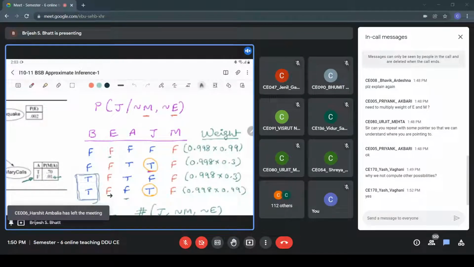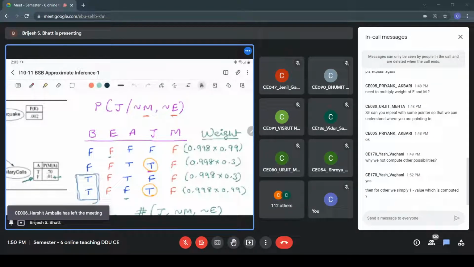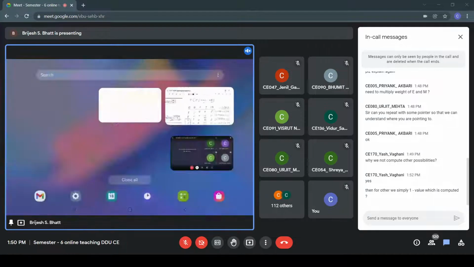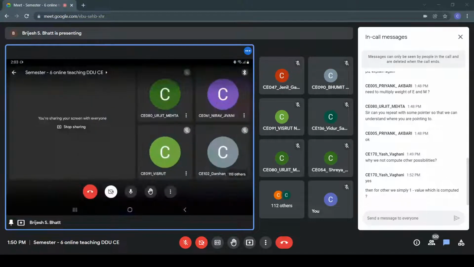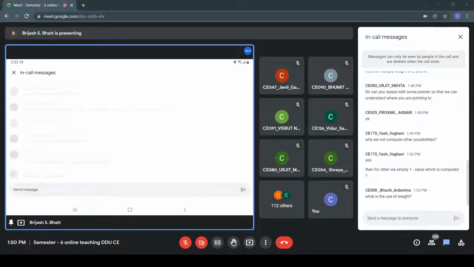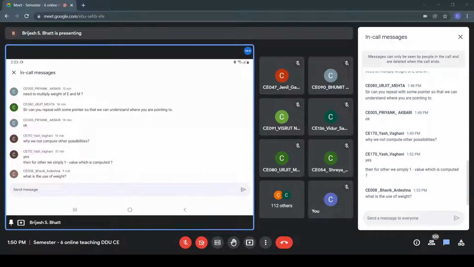So any questions, Urji? This is clear? Is the table clear now? Yes, sir. Okay. Is it clear to everyone? If this is clear, then we are almost done. So I will just wait to see if it is clear to everyone or not. Bhavik says, what is the use of weight? We'll discuss that. We'll discuss the use of weight and we are done with this method.